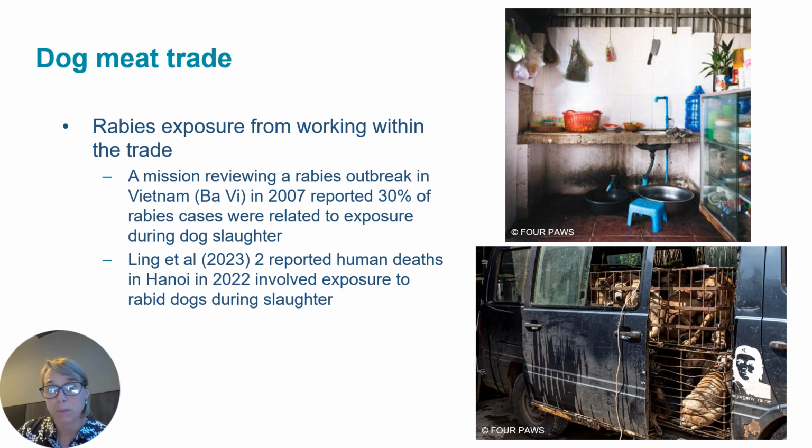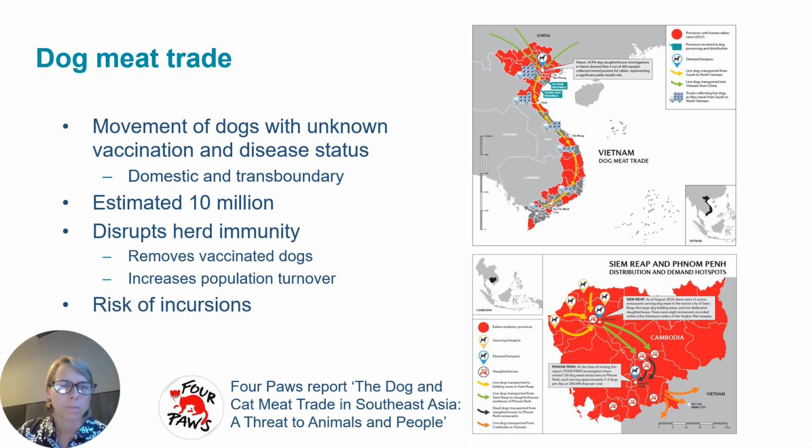There are risks for the people involved in the capture, movement and slaughter of dogs and cats for meat. These are just two examples of reported human rabies deaths linked to the dog meat trade. But perhaps more concerning for those of us trying to establish an effective and sustained herd immunity is the movement of dogs with unknown vaccination and disease status, both within country and transboundary.